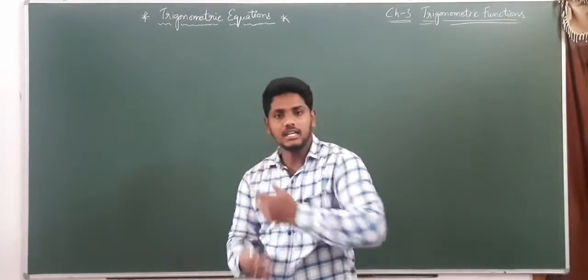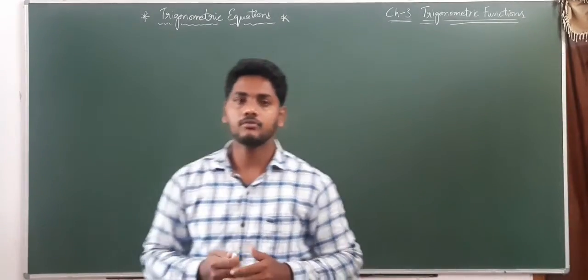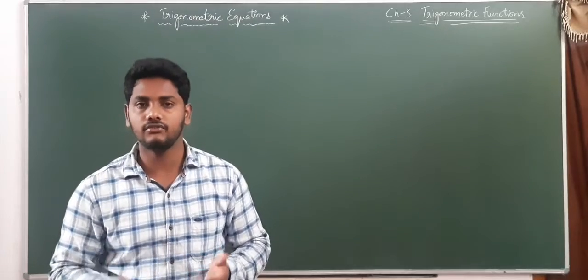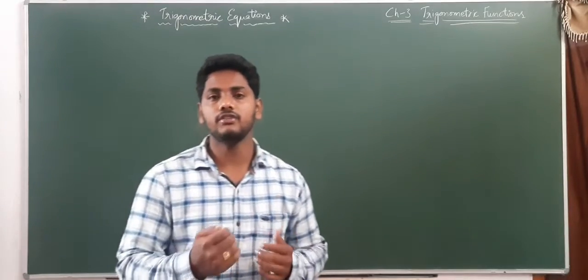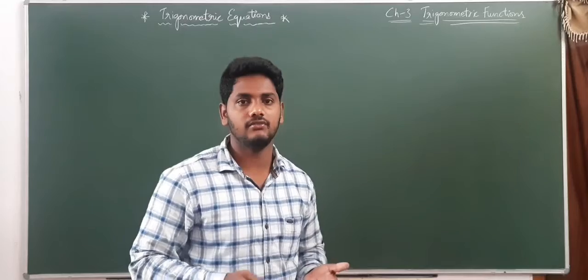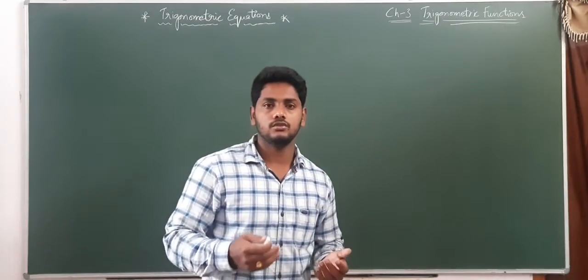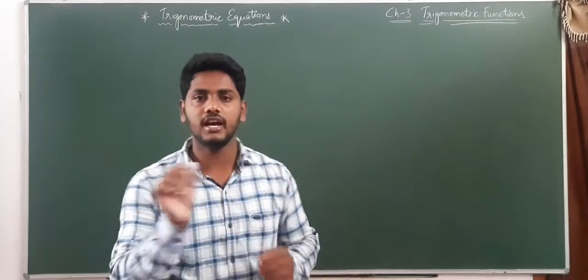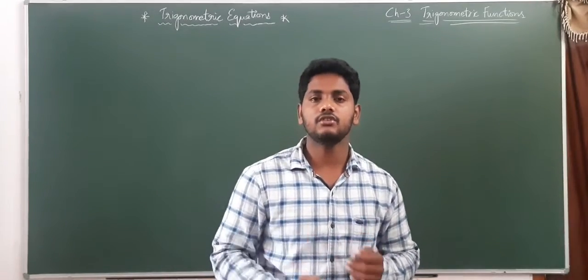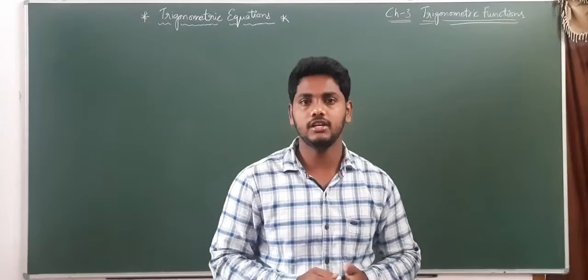Actually, what do you mean by an equation? An equation will consist of a variable. In terms of the variable, it will be there. At last, what we need to find is that variable's value. For example, x square minus 2x plus 2 equal to 0. That is in terms of variables, and it will have an equal sign. So at last, what we need to find is the variable value.